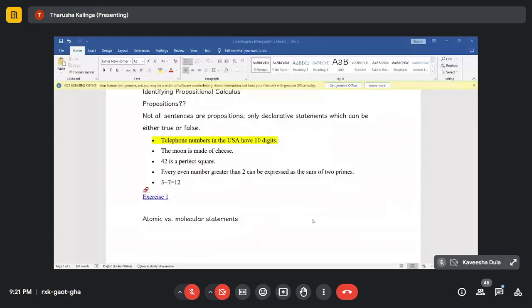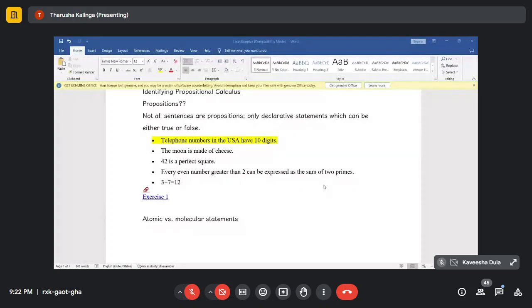Okay, as it seems nobody is volunteering, I'm going to talk about that. Telephone numbers in the USA have 10 digits. So it's a proposition because the answer is true.